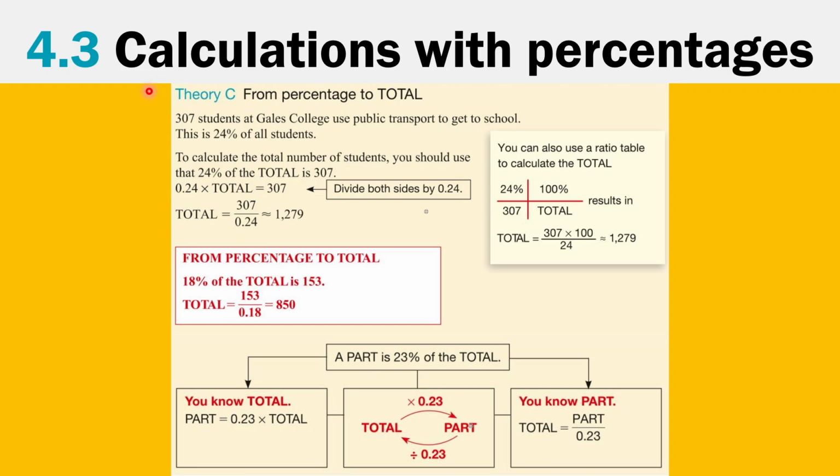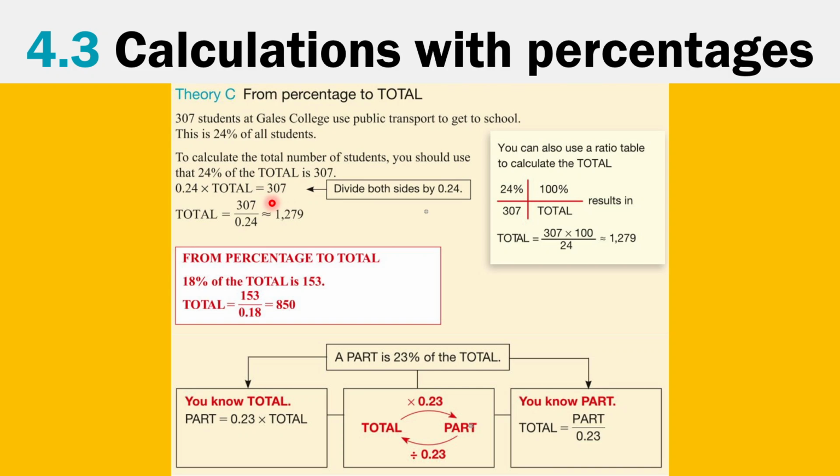Remember, this is not the total. So we cannot do something times 307. No, something times total is 307. So here they say to calculate the total number of students, you should use that 24% of the total is 307. Again, multiplication factor, you can say, make this 0.24 times total equals 307. That's what I just stated.